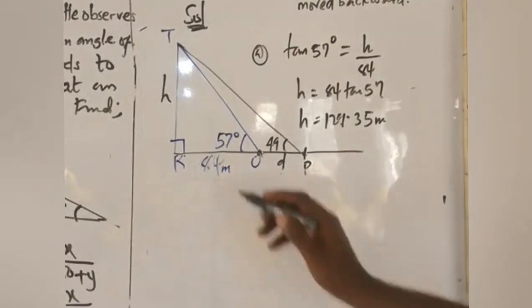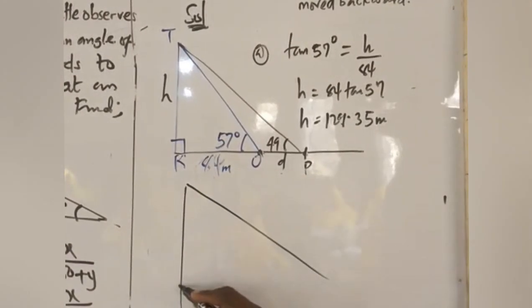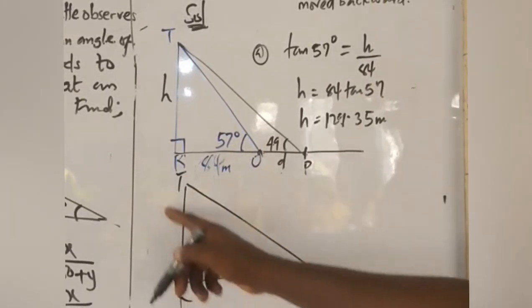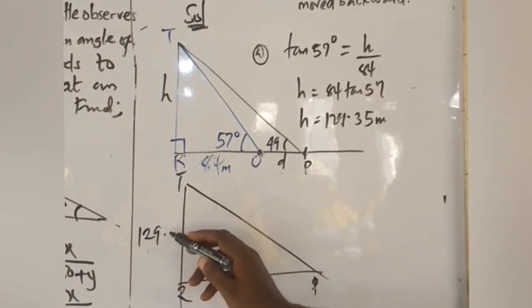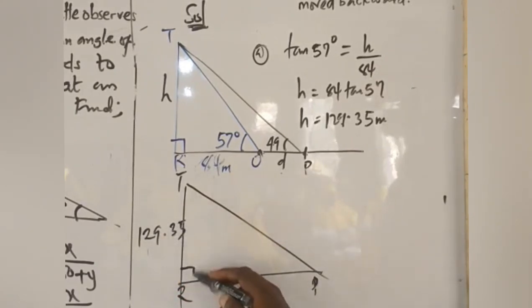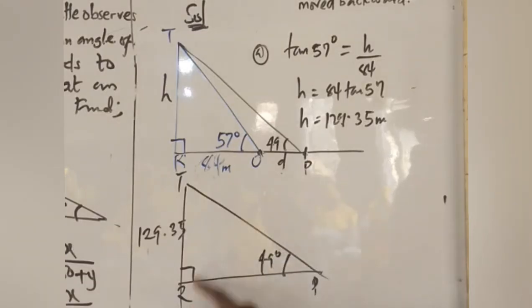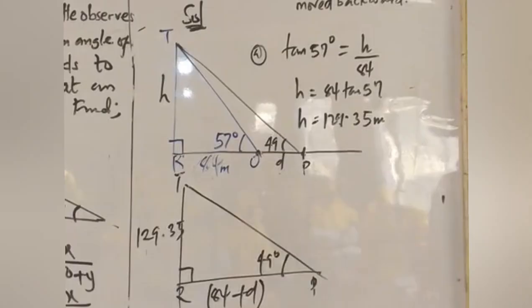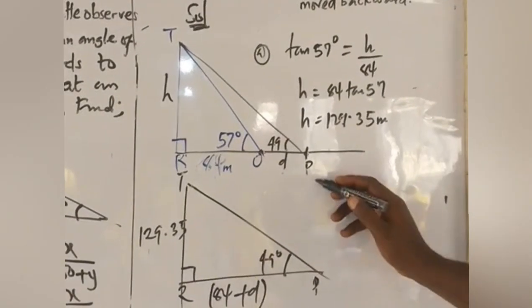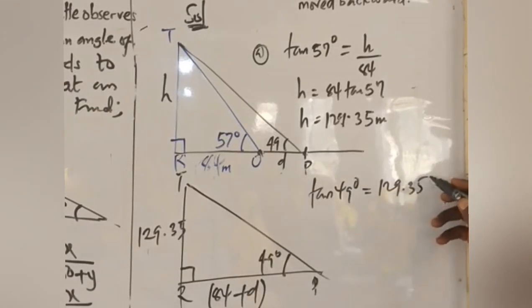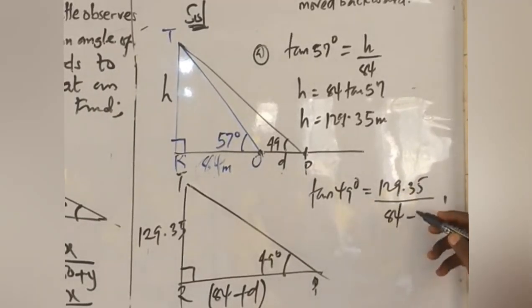So here we have a bigger right angle triangle. This is P, this is R, this is T. And we've already got H, 129.35. This is 90 degrees, and this is the new angle of elevation, 49. The distance RP is obviously 84 plus D. Opposite over adjacent, that is tan. So we say tan 49 is the opposite, 129.35, over the adjacent, 84 plus D.